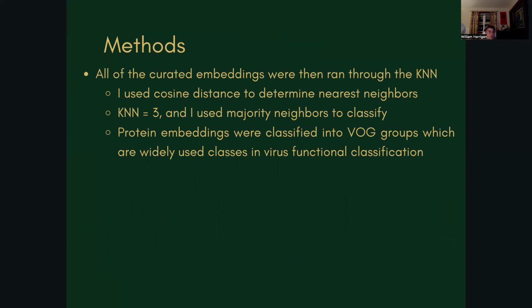All the curated embeddings were eventually run through KNN, and I took the three nearest neighbors using cosine distance. And then we were classifying them into virus orthologous groups, which is a widely used way to classify proteins and viruses, which is what our proteins are. They're viral proteins.